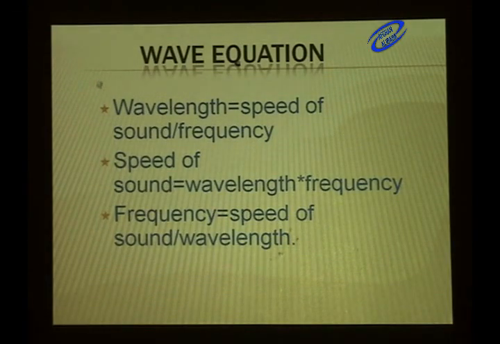Wave equation. The wavelength is equal to the speed of sound divided by frequency. Speed of sound is equal to wavelength times frequency, and frequency is equal to speed of sound divided by wavelength. This wave equation clearly shows that the frequency and wavelength have an inverse relationship with one another. When the frequency increases, the wavelength decreases, and vice versa.